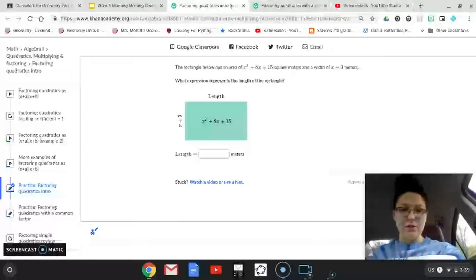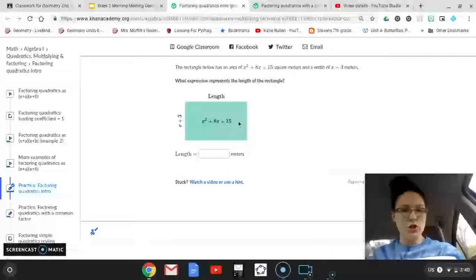Okay, so for this question, they've given you a rectangle here, right? This ties into the box method. They told us that the whole rectangle has an area of x squared plus 8x plus 15. And then it says the width is x plus 3. And we need to know what the length is. Well, I know the width times the length gives me the whole area, right?